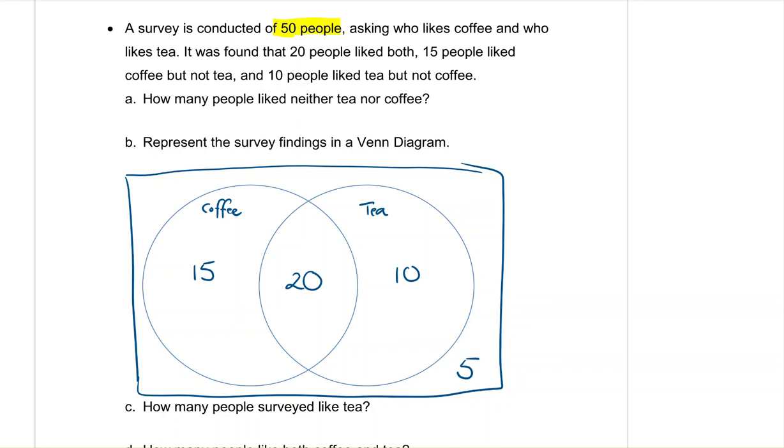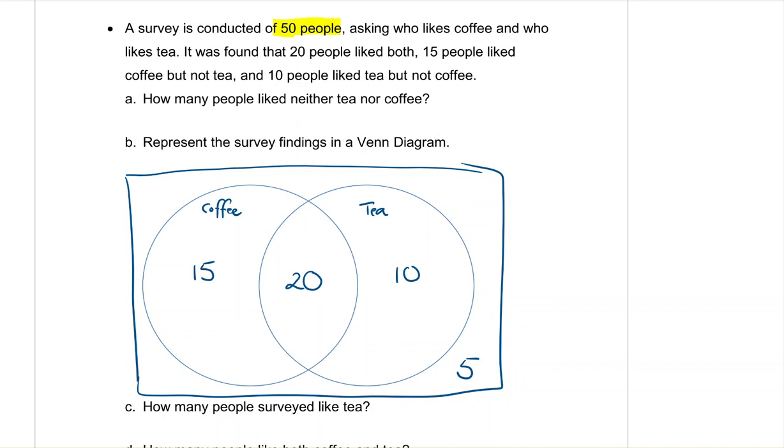In the question this one said 15 people liked coffee but not tea, so I knew that 15 had to go in there. But if I word that question and say there's 35 people who like coffee, that's the total, and I had to subtract off the 20 to know that that one's 15. So we'll try to trick you, so be careful.